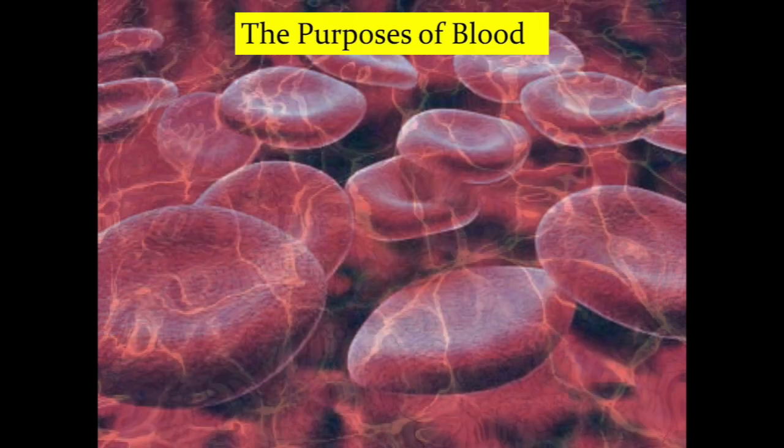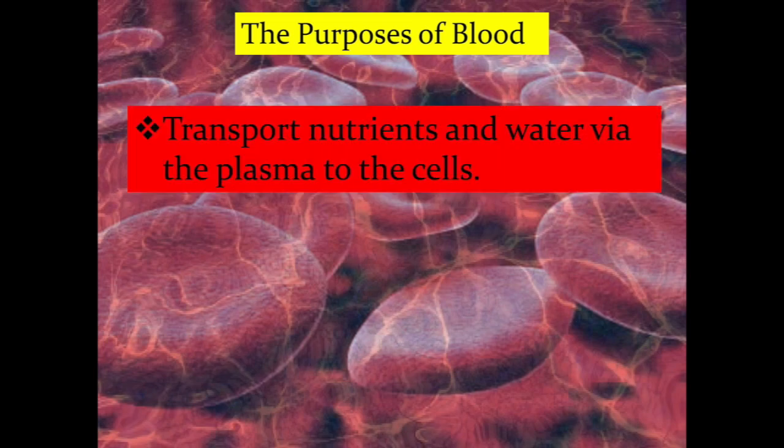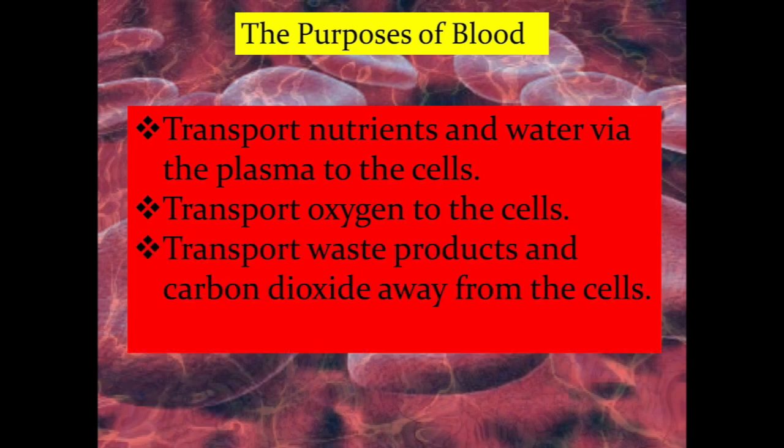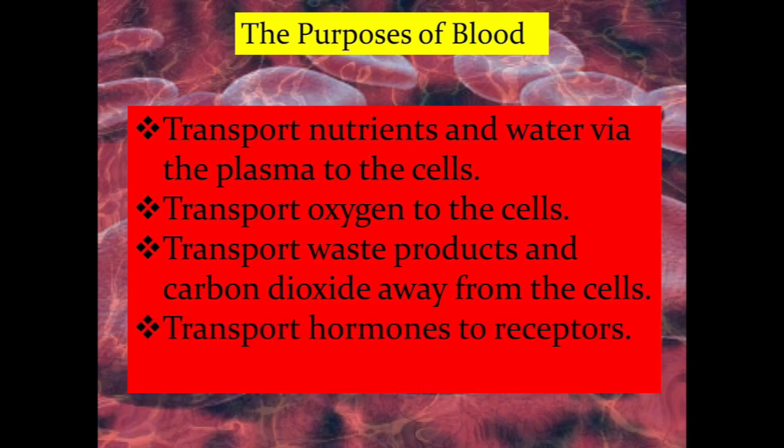Let's talk about the purposes of blood. This liquid is going to transport nutrients and water via the plasma to the cells. We're going to transport oxygen to the cells. We're going to transport away waste products from the cells, and carbon dioxide, amongst other molecules, is brought into the bloodstream and taken away from the cells since they are waste products. We're going to also transport hormones, and this occurs very quickly in a lot of instances, to the respective receptors.